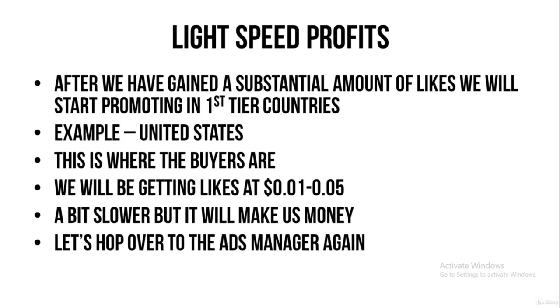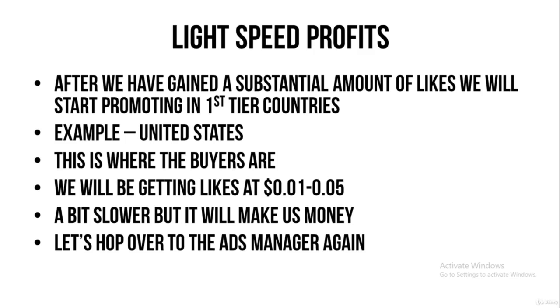First, we gain the huge social proof, and then we move on to the next step of the Lightspeed method, which is the Lightspeed Profits part. In this part, after we have gained a substantial amount of likes, we will start promoting in first-tier countries. First-tier countries are countries that are a bit richer and have the ability to pay for more expensive products. Example, United States. In those countries are where the buyers are. Those are affluent countries and they can afford to buy more expensive products.